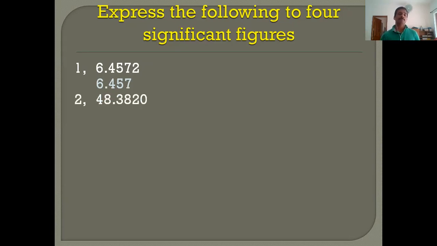See another example. 48.3820. And this number has how many significant figures? 1, 2, 3, 4, 5, 6 significant figures. But we have to express it in 4 significant figures. That means we have to remove the rightmost 0 and 2.